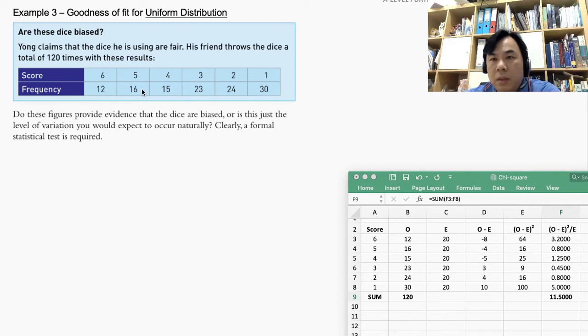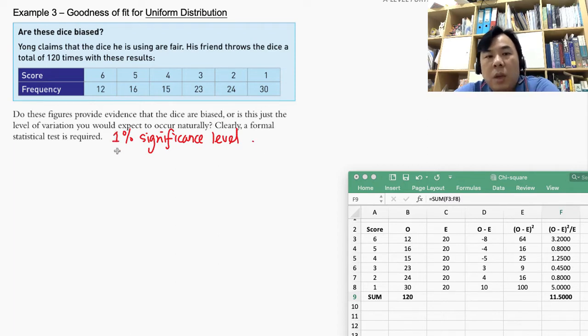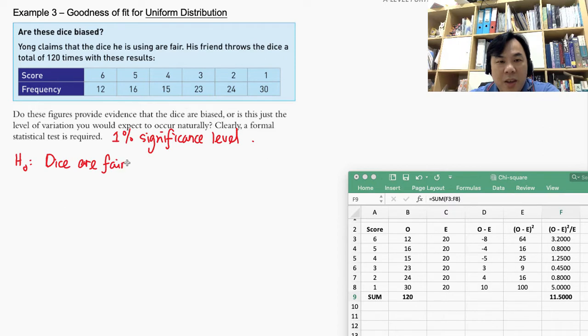Now, to make our analysis smooth, here we will assume that we are using a 1% significance level, or level of significance, for our reference here. You can use any level of significance based on the requirement of your research. Now, as usual, we will need to write down our hypothesis statement. So here we want to check, is there any evidence that our dice are biased? So first of all, we will say that our dice are fair, or non-biased.